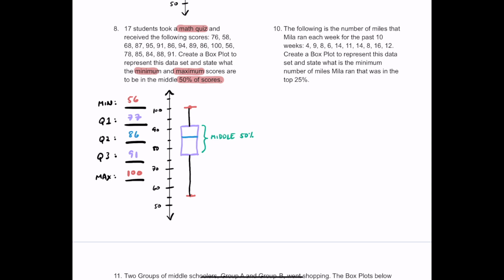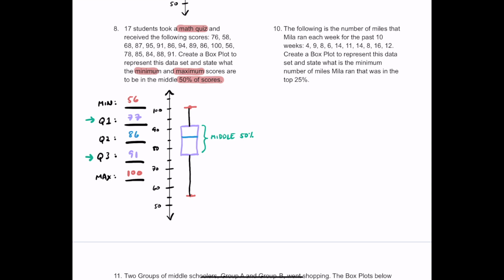So when it asks you the minimum and maximum scores to be in the middle 50%, that's really just saying what is Q1 and Q3, right? So that tells us where the cutoff is to be in the middle 50%. If you're above the 91, you're not in the middle 50%, you're in the top 25%. And if you're below 77, you're in the bottom 25% of the class, okay? So that's what that's saying.